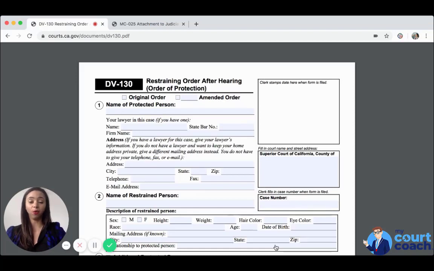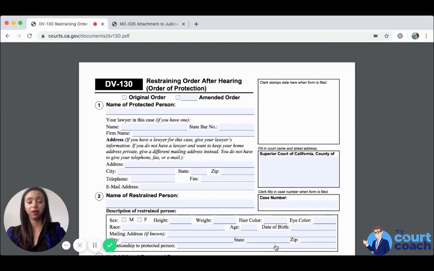So for an amended order, however, that is when somebody files to change some orders that are within the order of protection. So a very common amendment is the children. If the parties have the children as protected parties and it's been 6 months of supervised visitations and now the party wants to ask the court to remove the children from that restraining order and to allow for unsupervised visitations.